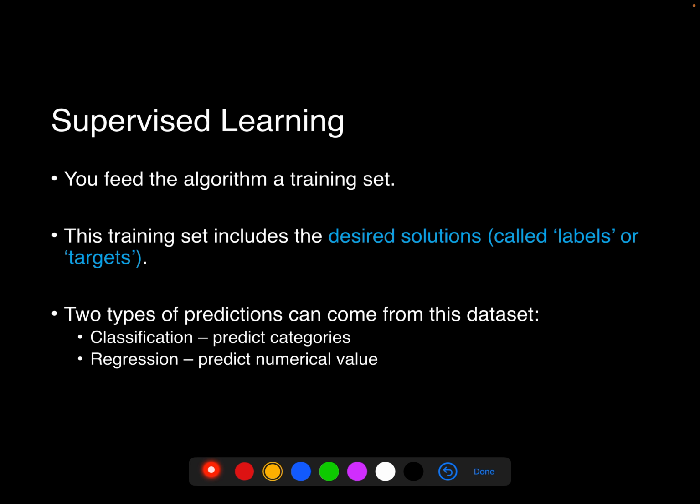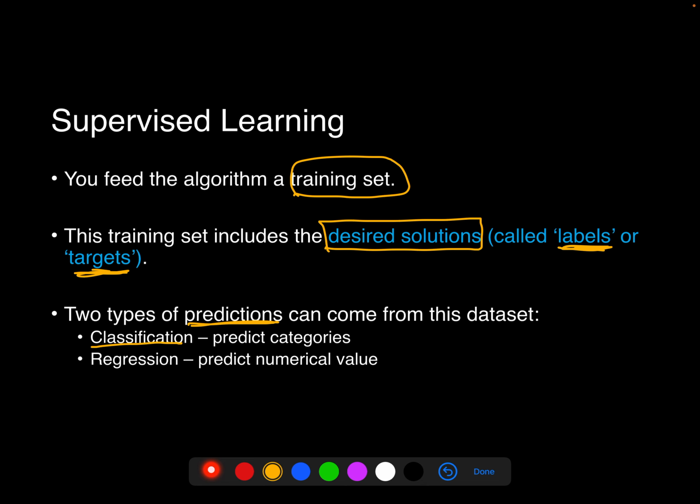So in supervised learning, you feed the algorithm a training set. Importantly, and by definition, this training set will include the desired solutions. These desired solutions are called labels in technical terms, or targets. Two types of predictions can come from this kind of data set. The first is classification, and the second is regression. In a classification type of supervised learning, what the model predicts are categories, whereas in a regression, the model predicts numerical values, and we'll demonstrate both of these next.